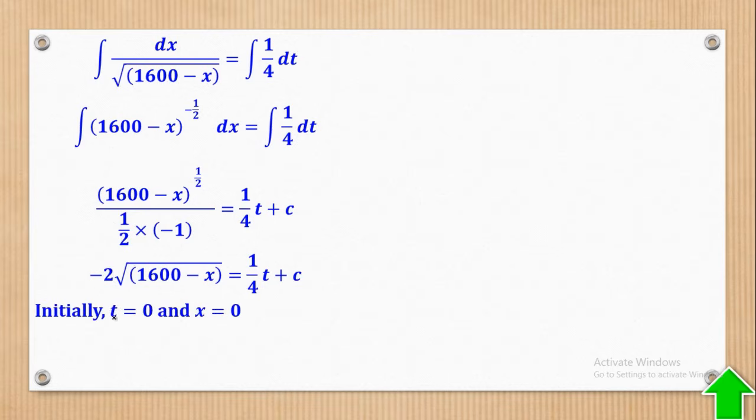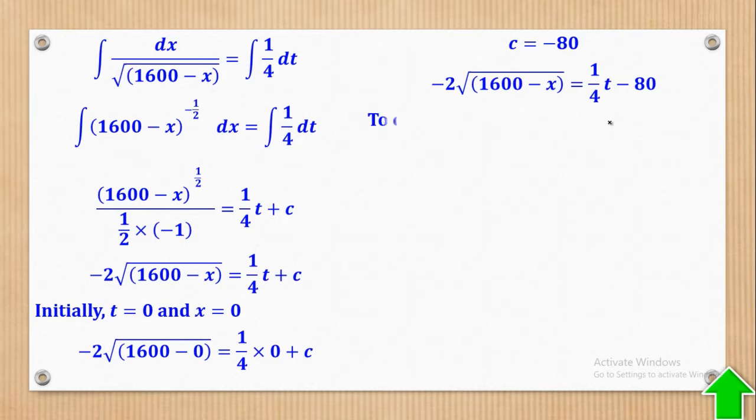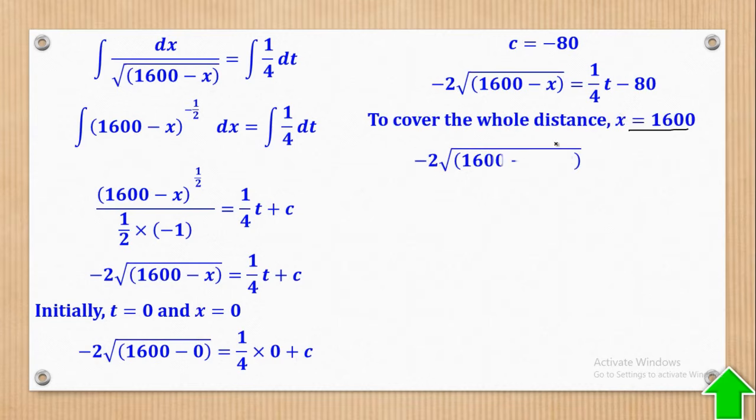So initially t is equal to 0 and x is equal to 0, therefore substitute for t and for x to come up with the value of c, which is that. Therefore you write our equation to become that. Now to cover the whole distance, x will be equal to 1600, therefore substitute for x and make t the subject until it will be 320 seconds.